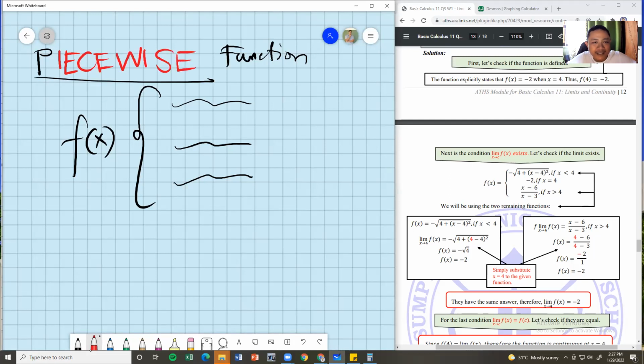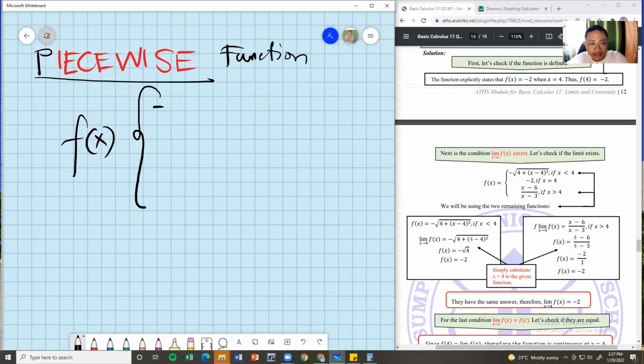piecewise function. Do you still remember that? Can you still recall that in Gen Math? Wherein you have this function written as a whole. And then, all you have to do is to see its continuity. Tuloy-tuloy ba yung mga given na to?